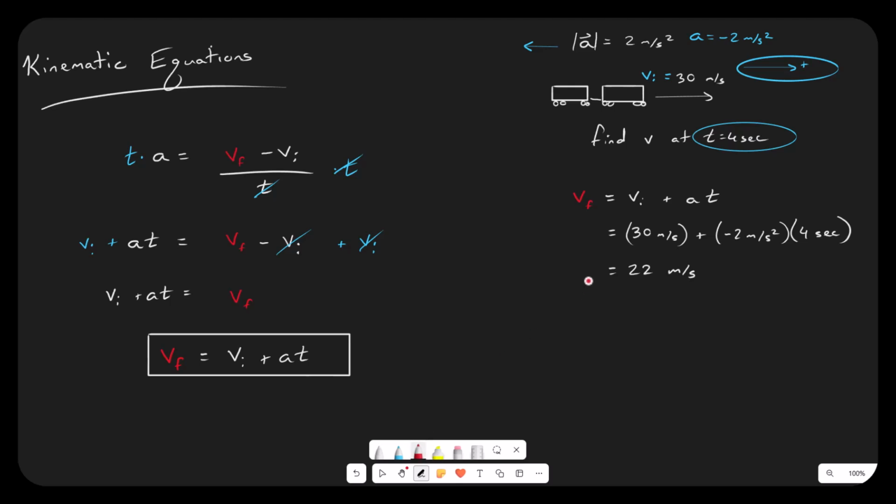I want to make sure that my units actually work out. I've got meters per second here. I've got meters per second squared, which I'm multiplying by seconds. That drops, I'm left with meters per second. Now I can add these units, and it does work out to be the meters per second that I expect. Not too bad. I'll run through, again, more examples in a separate video.